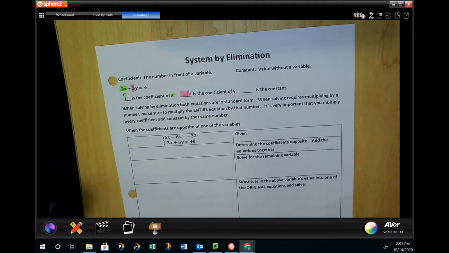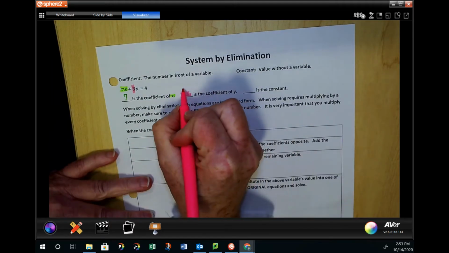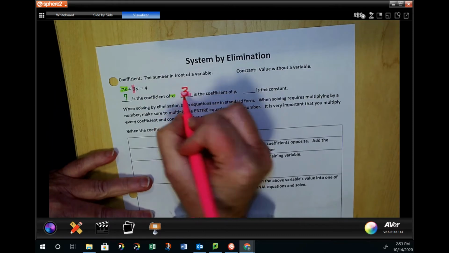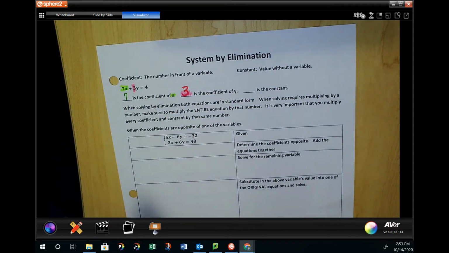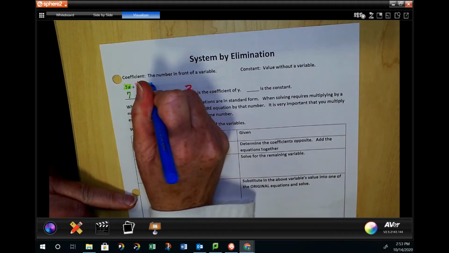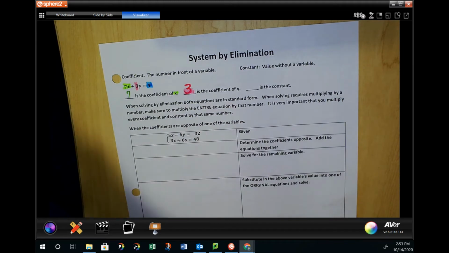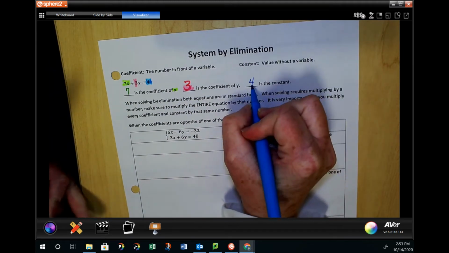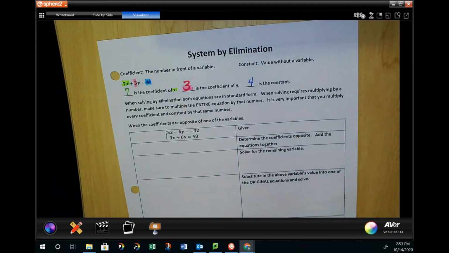So this is going to be my 3. That's the number in front of y. And then the constant is the very last thing that is there. So this constant here ends up being 4, the number 4. I'm telling you this because you need to know where to find the coefficient of x, the coefficient of y, and the constant.